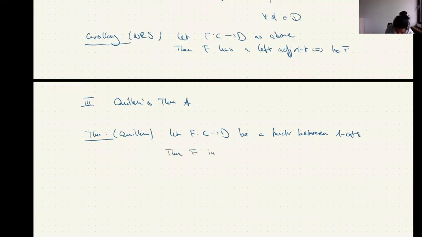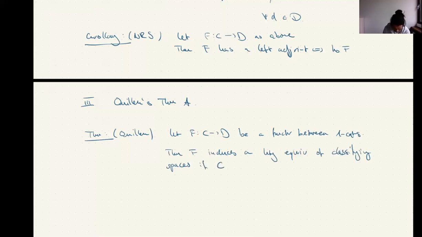So then F induces a homotopy equivalence of classifying spaces if, when we take the slice category, this is contractible for all objects in D. So that's the classical Quillen A.